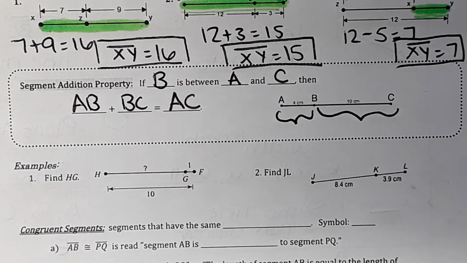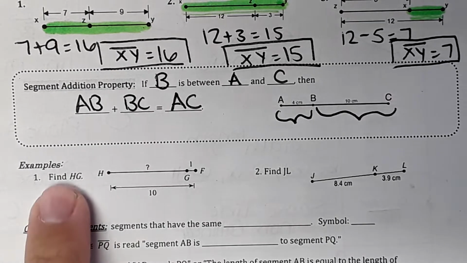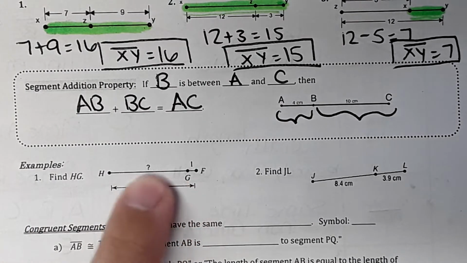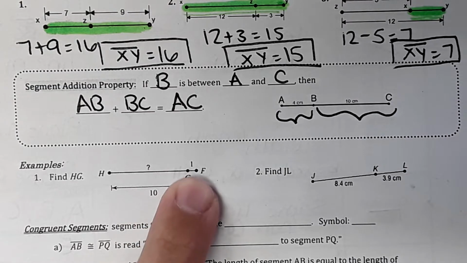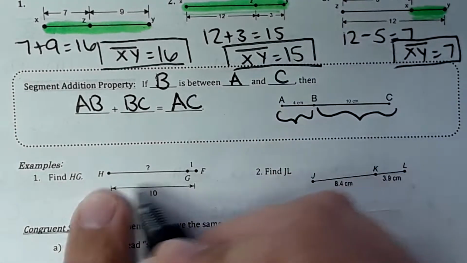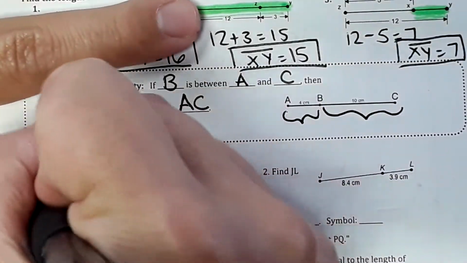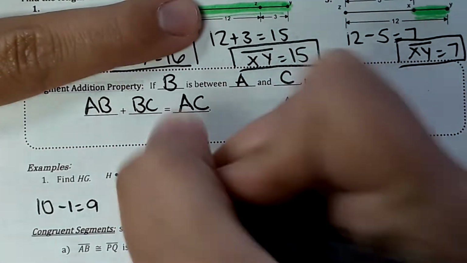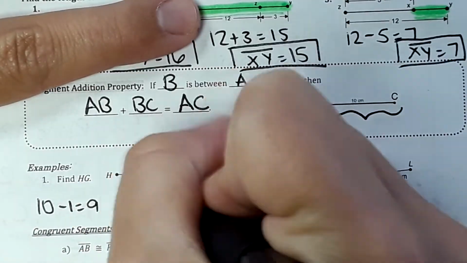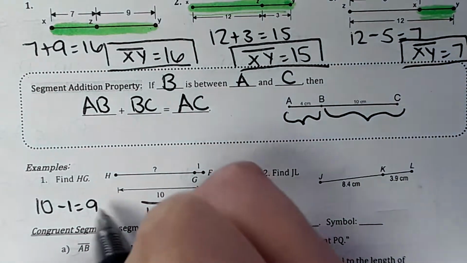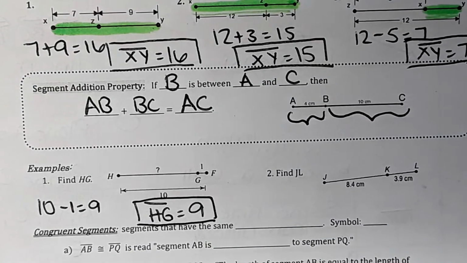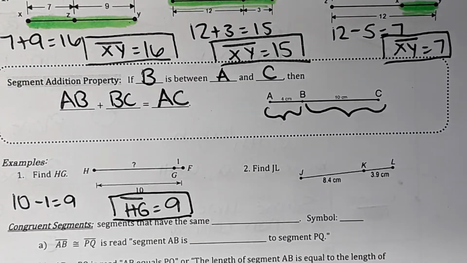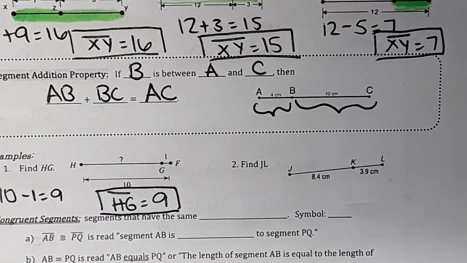Okay, so now we have a couple more examples of the segment addition postulate or property. It says find the length of HG right here. Well, it says the entire length of HF is 10, and this little part is 1. So in order to find just this part, we're going to subtract. So it would be 10 minus 1 equals 9. So the length of HG equals 9. So far, so good.